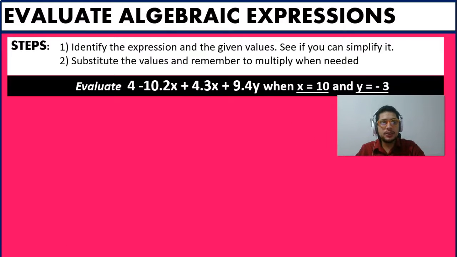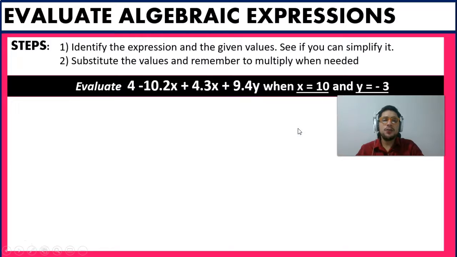The first problem we're going to see today is 4 minus 10.2x plus 4.3x plus 9.4y, when the value of x is 10 and the value of y is minus 3. In this case, we can actually do this problem in two ways. The first way is that we can first simplify.